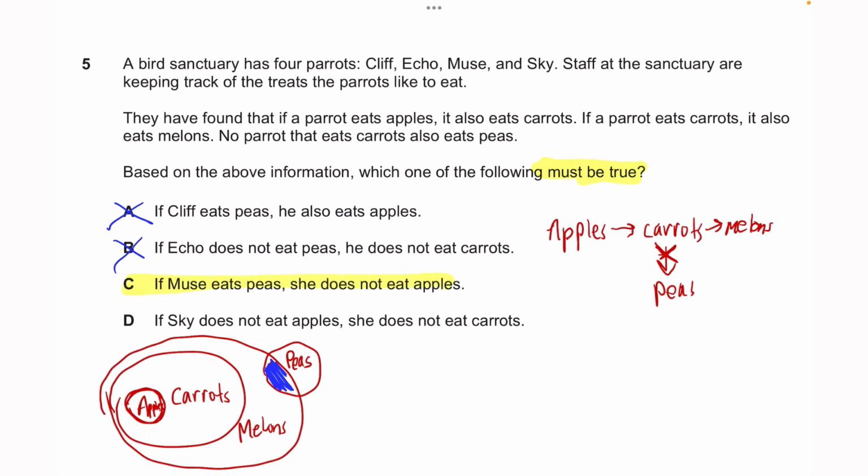It is true, but just in case, let's go through D. If Sky does not eat apples, she does not eat carrots. Well, that's incorrect. And so that means our answer that must be true is the answer C. If Muse eats peas, she does not eat apples.